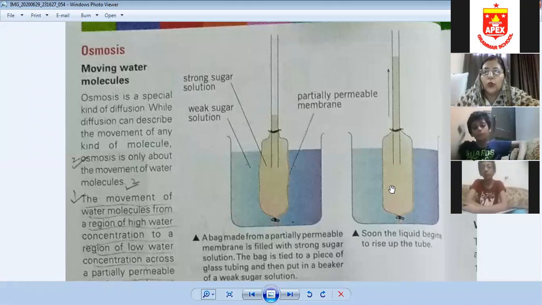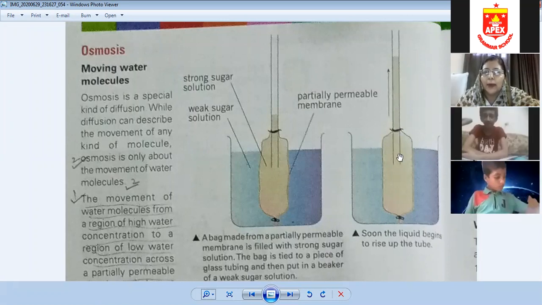If sugar molecules will not pass, the pressure of water will be raised, and it will be raised up into the test tube. You can also see the second part of the definition: from higher concentration to lower concentration. And the third part: through a partially permeable membrane.